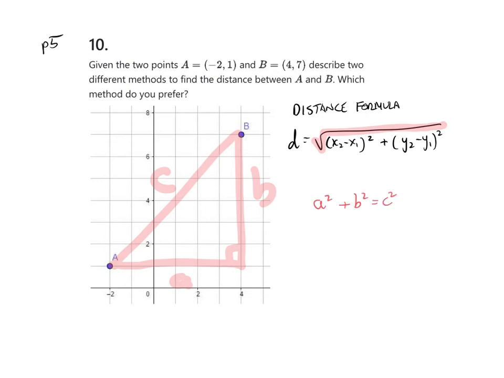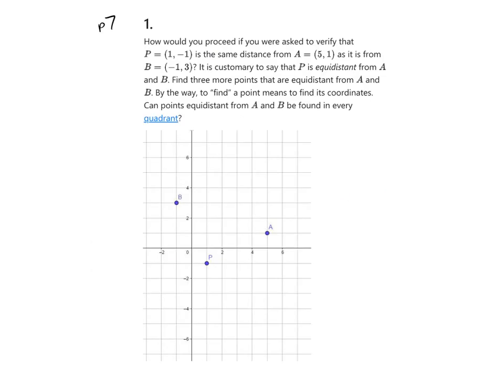Those are two ways. So we're supposed to find if point P is the same distance away from A as it is from B. So we're going to try to find these two distances, and we'll see. So here's one distance that we're going to try to find. Here's another distance.